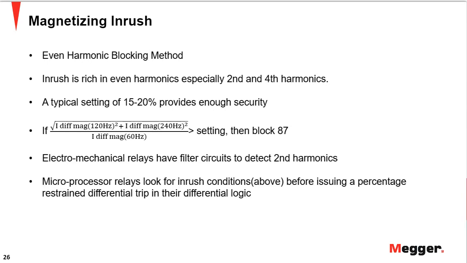So let's say the harmonic percentage drops off below a set point. Let's say 15% is a set point in a relay. If the harmonic content drops off below the set point, then the differential would come into the picture and trip. Maybe there is an internal fault.